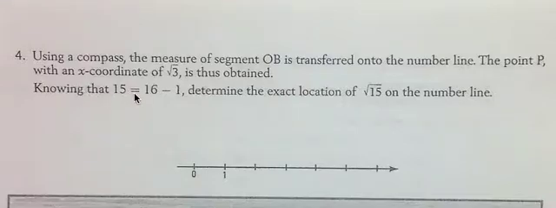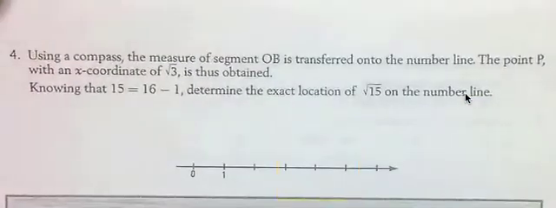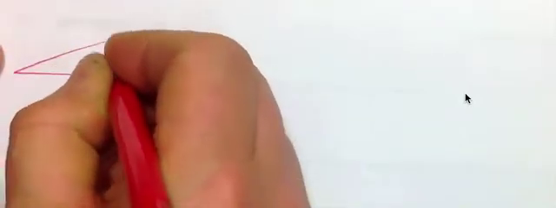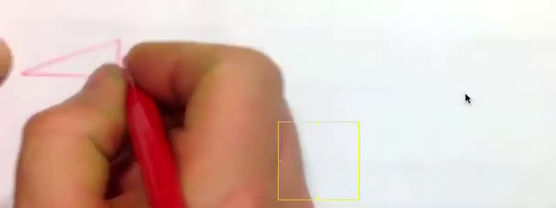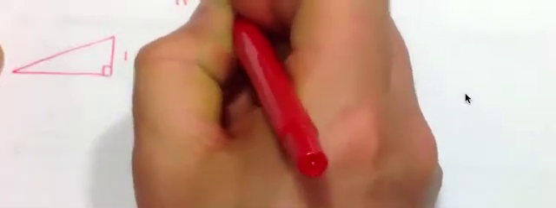Knowing that 15 is 16 minus 1, determine the exact location of root 15 on the number line. Okay, so what we want to do is make a nice right angled triangle. So if we're looking at 15, 16, and 1, this side is 1. So we're saying 15 is equal to 16 take away 1.